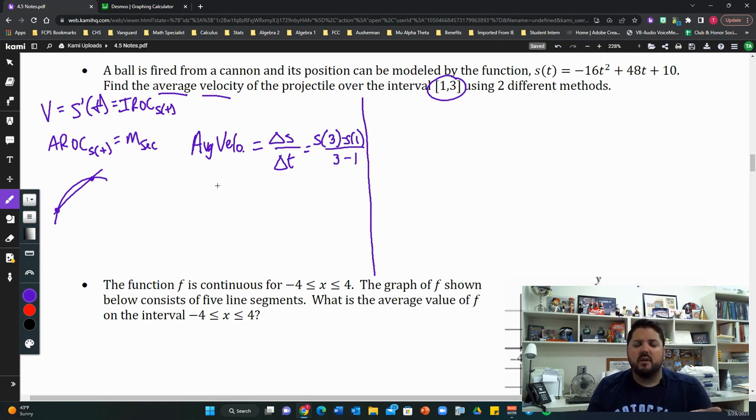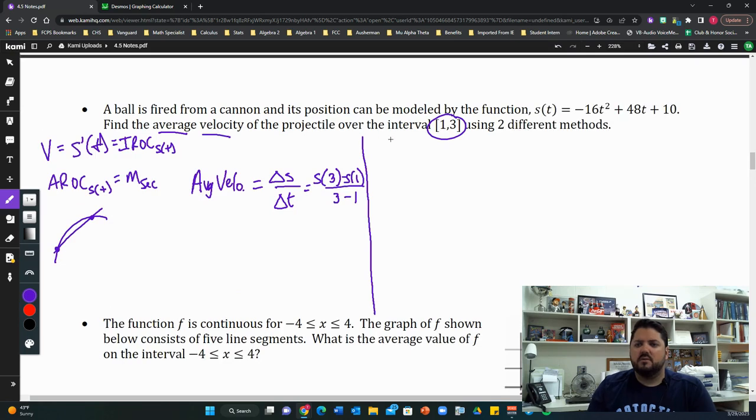Or another way of thinking about it is, what was the position at the beginning of the interval? What was the position at the end of the interval? And then I divide it by how much time has passed. So s of 3, so we actually have to do some substitution here. So let's do a little bit of brain math. So 3 squared is 9 times negative 16 is negative 144. Plus 48 times 3 is also positive 144, plus 10, so those cancel. So s of 3 would be 10.